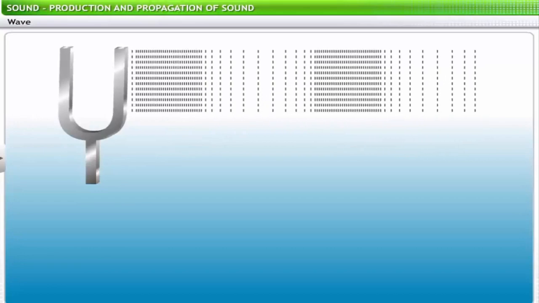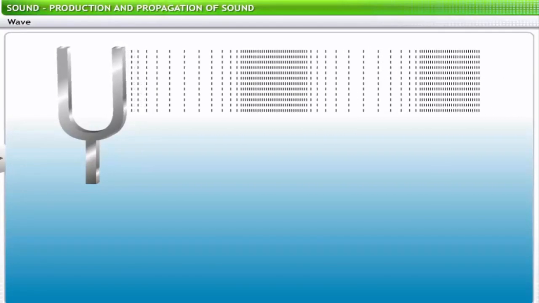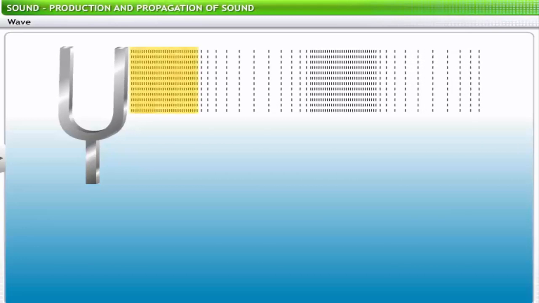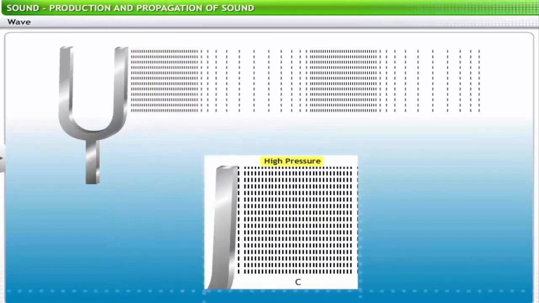The vibrating prongs of the tuning fork push and compress the particles in front when moving towards the outer direction, creating a region of high pressure. In this region of high pressure, the density of air is higher than the normal. This region of high pressure is called compression.